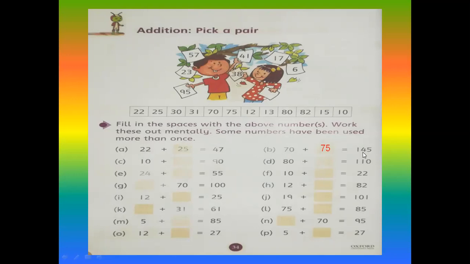Okay, next. C part, 10 plus dash is equal to 90. Look, this is 90 and this is 10, so it is a big difference. It means the second number will be a big number, not like 20 or 25. It may be 70, it may be 75, it may be 80, it may be 82. So there are four numbers. You will try 70.